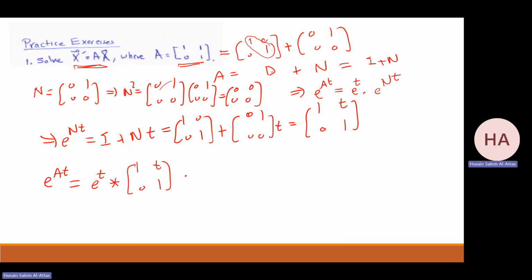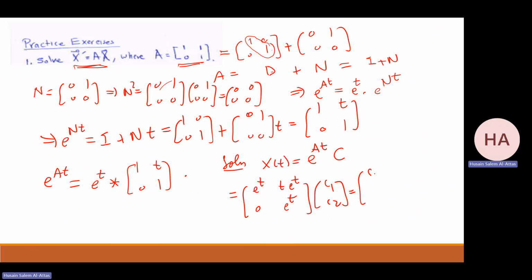Now I want the solution. The solution x of t will be e to the power At times c. So it's e^t, t e^t, 0, e^t times c1, c2. That will be c1 e^t plus c2 t e^t in the first component, and c2 e^t in the second.